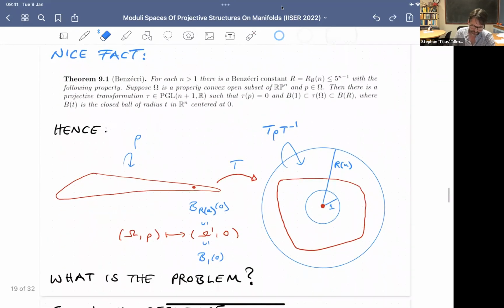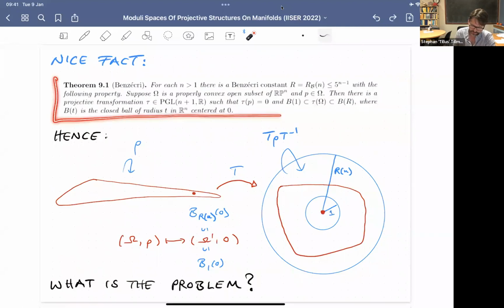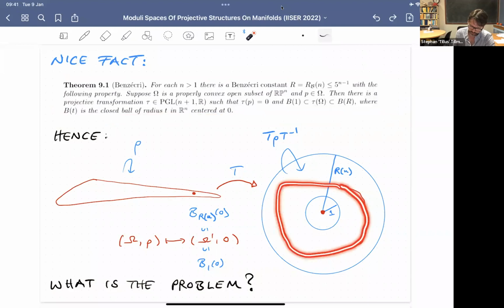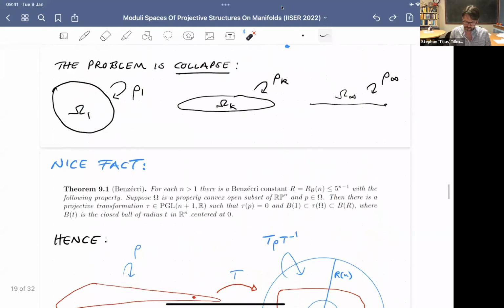There's a nice fact due to Benzécri. It tells you that if you have any old domain, I don't care which one, and you pick any point in it, I don't care which one, then you can find a projective transformation that puts your domain between the ball of radius 1 and a ball of a radius that only depends on the dimension, but not on your domain and not on the point. Your domain sits between these two balls. So this is kind of a compactness result, because it means that if someone gives you this sequence now, right?